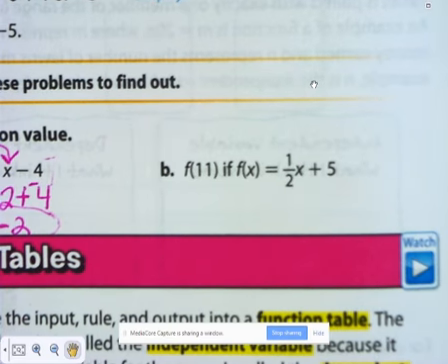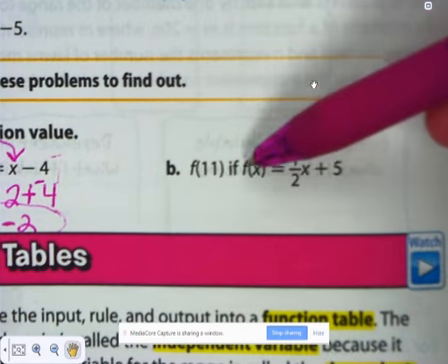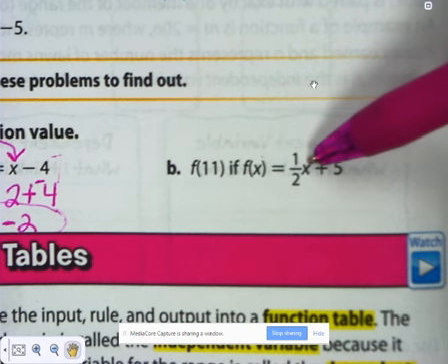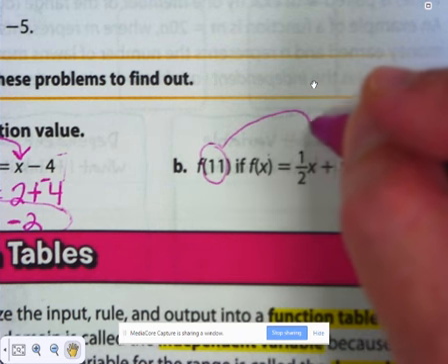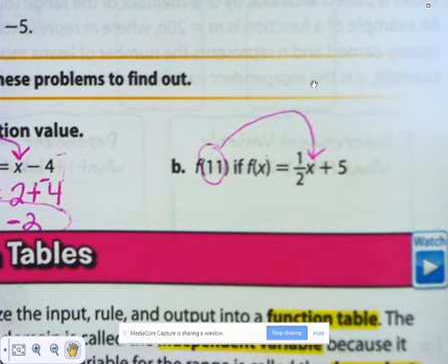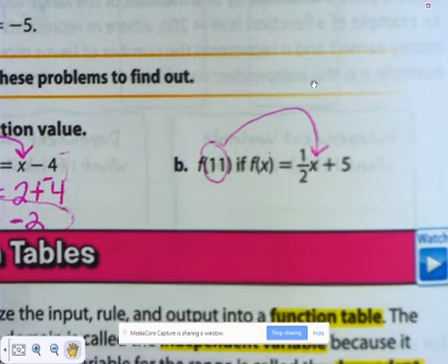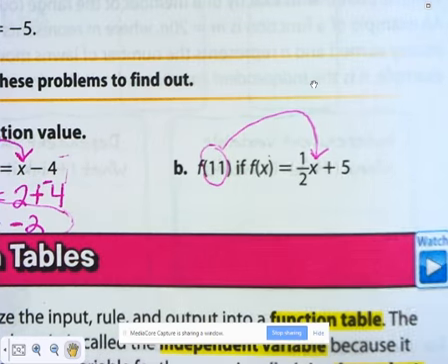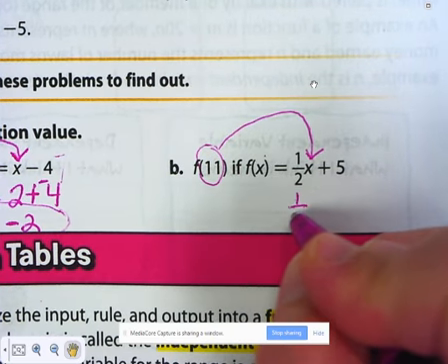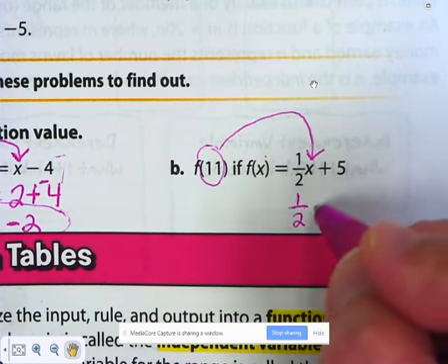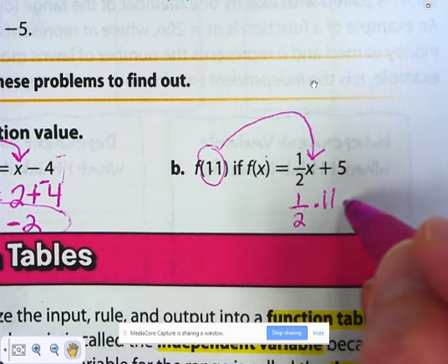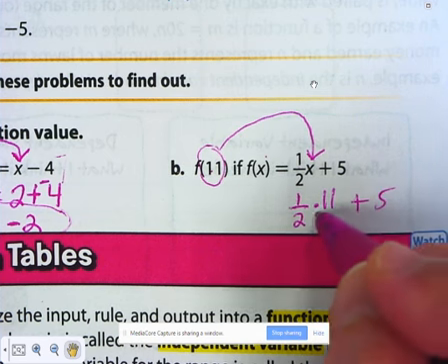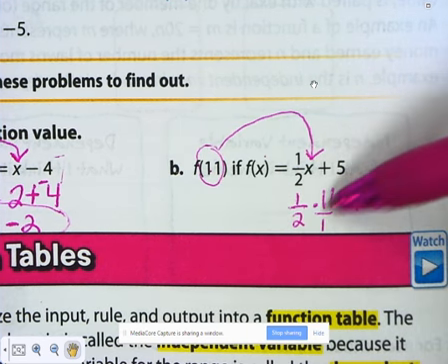And let's try one more. This is saying, find the function of 11 if the function of x is a half x plus 5. So we're going to input 11 on the input side. It's kind of blurry. Okay, now what we're going to do is solve this side. We have a half times 11, because this is a half times whatever x is, we're inputting 11, plus 5. So we cannot reduce this at all.